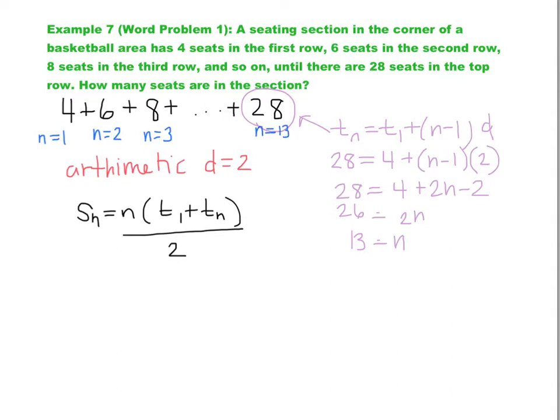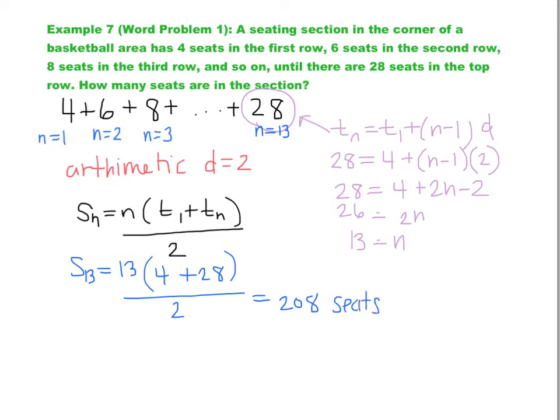So what we're really trying to do is sum everything up until that 13th term, or that 13th row. So that helps. Now we can plug everything else into this formula. We know the first term is 4. We know the nth term is 28. And we can learn that there are 208 total seats. Make sure for a word problem, you do include those units.